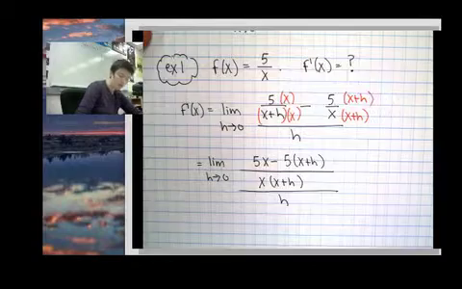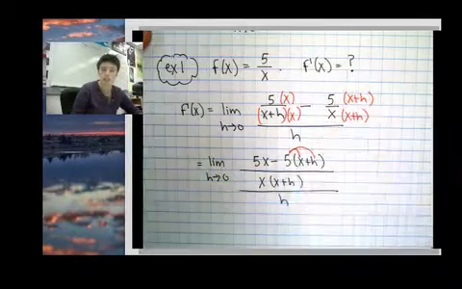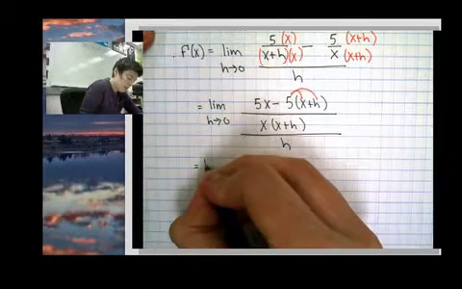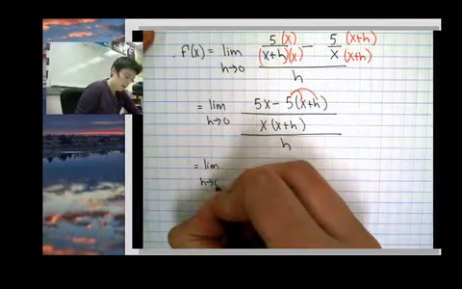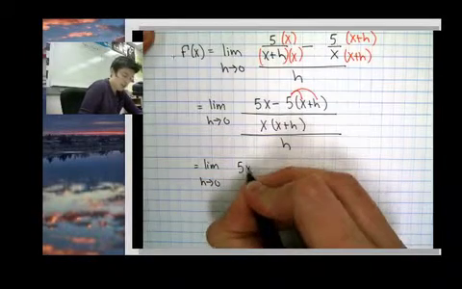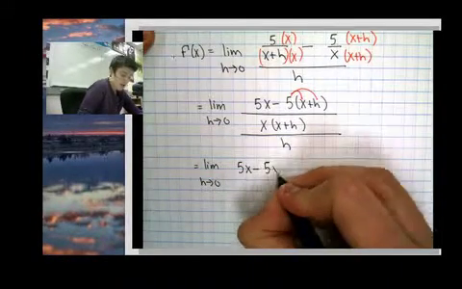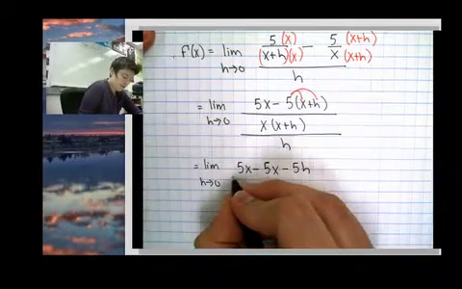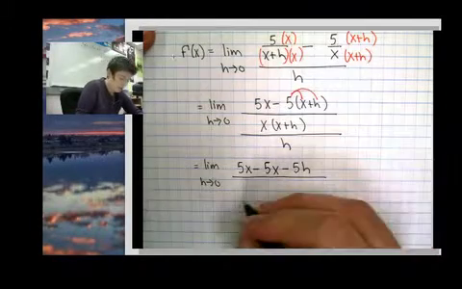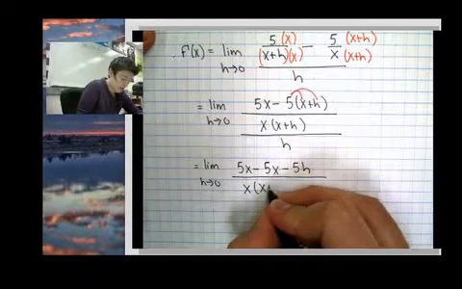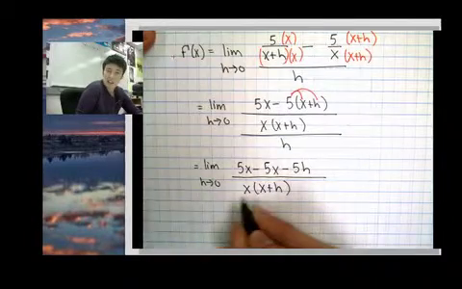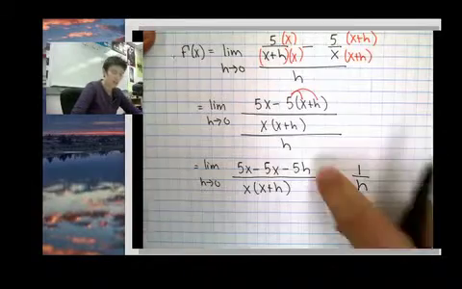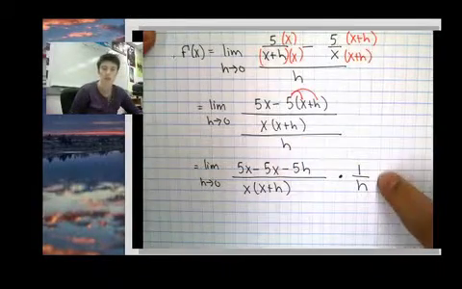But we're going to clean it up. We're going to distribute the 5 in. That's a good step right now to do. So I'm going to rewrite this as the limit as h goes to 0 of 5x minus 5x, and then negative 5 times h is a negative 5h, minus 5h, all over, I don't think I'll multiply the denominator, x times x plus h. And then technically it's all over h again, but instead I'm going to write times 1 over h. I'm going to bring this bottom part of the fraction up so it looks like that.